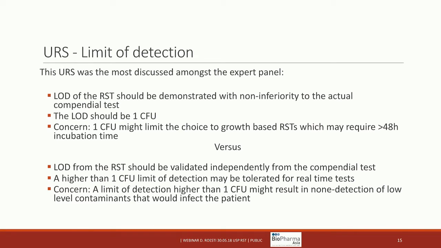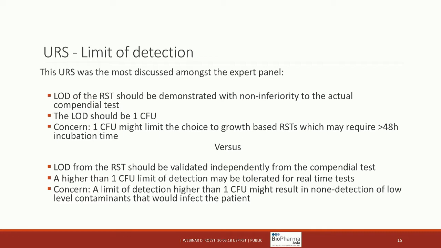Now, the limit of detection was really the URS which spurred the most discussions within the team. There were two really different opinions. Some of the experts were of the opinion that the limit of detection of this rapid sterility test should be non-inferior to the actual compendial test. It should be at least one colony-forming unit. The concern with this is that it might limit the choice to some growth-based methods, which may require more than 48 hours of incubation time.